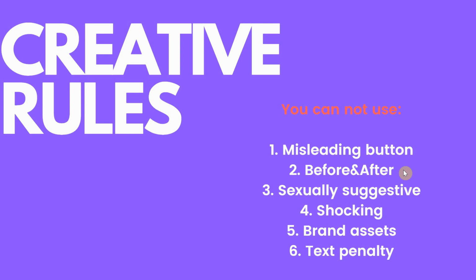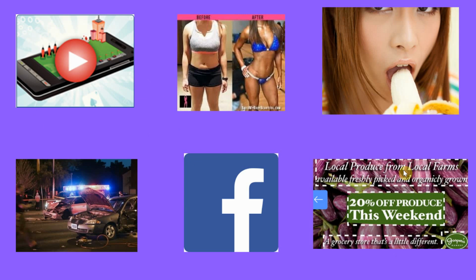Okay. Number 3, sexually suggestive. Yeah, this on Facebook. Later I'll show you some photo. It's easy to watch. Shocking, brand assets, and text penalty. Okay, so number 1, that's a misleading button. What's a misleading button is that you cannot put an unclickable image just to make people click on that. It's not CPA. It just, don't do that. It's really low. If I see people do that for their ad, I'm not gonna do anything. So that's good to know.